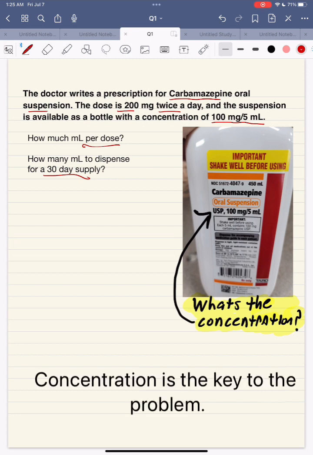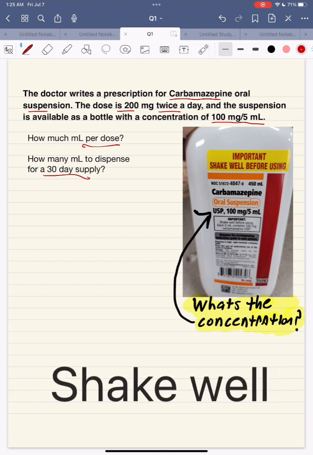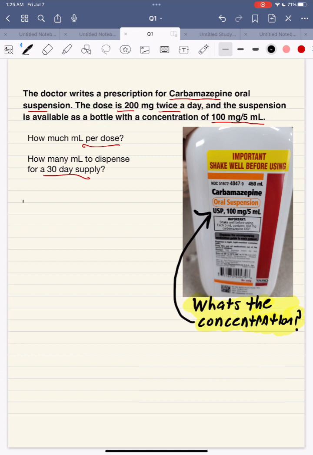Okay, always pay attention to the concentration. This is a suspension, so very important. You must shake well before dispensing this. If you don't shake well, the patient's not going to get the drug. So let's set up the ratio.